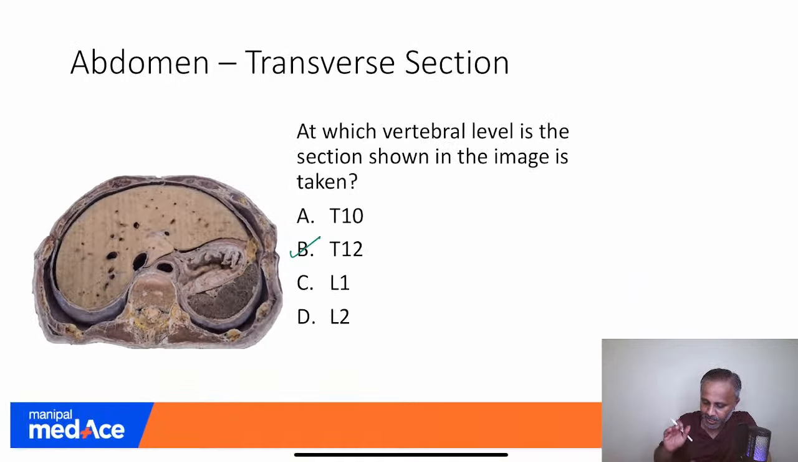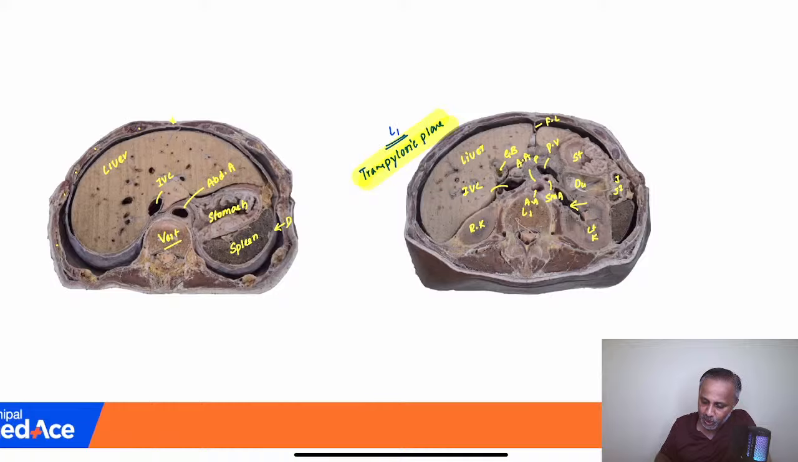Right. So this is regarding the transverse section, and remember, sectional anatomy becomes very important if you want to identify the CT images or the MRI images. So this is regarding the transverse section of the abdomen. Now let's move on to the last few questions.